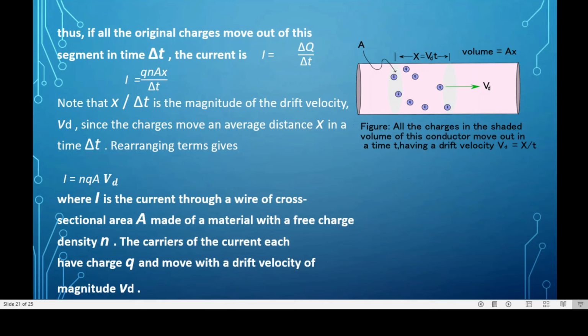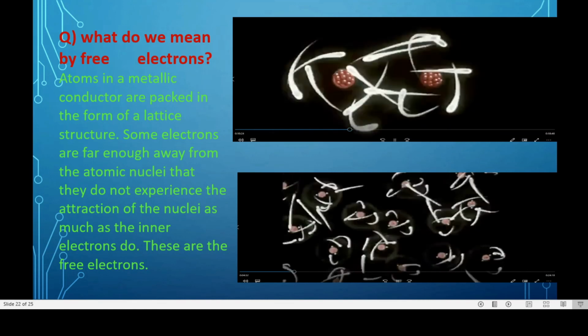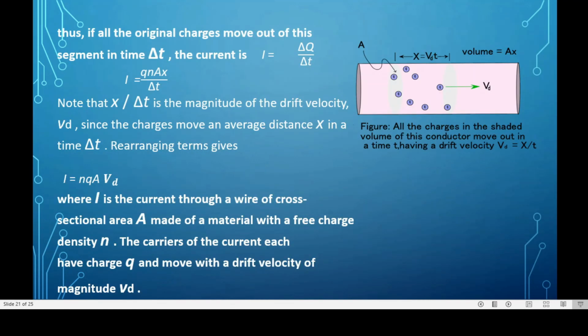In upcoming videos, we will learn how we can find the free charge or electron density n of a material. Let's continue to the topic. The carriers of the current each have charge q and move with a drift velocity of magnitude Vd. So we can conclude that the formula of the drift velocity is Vd equal to I by nqA. We get that formula by rearranging the terms in I equal to nqA Vd.